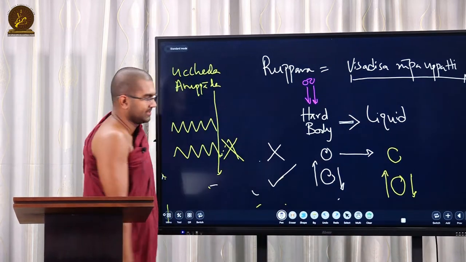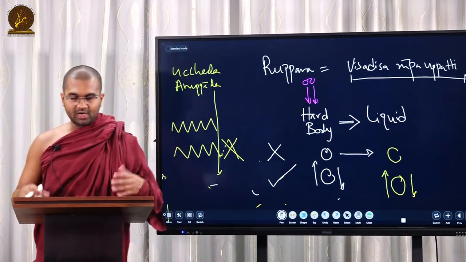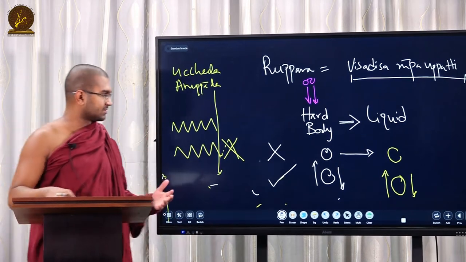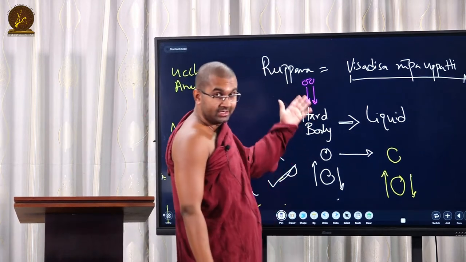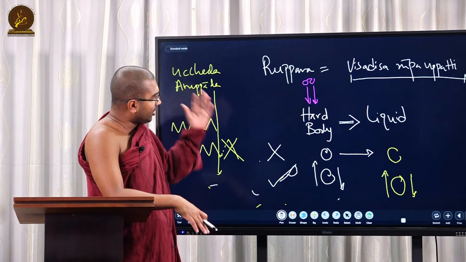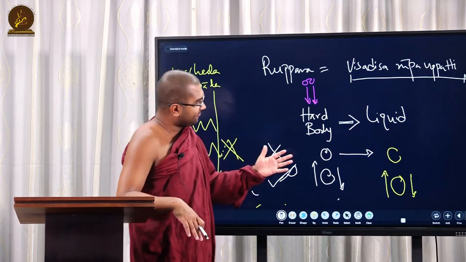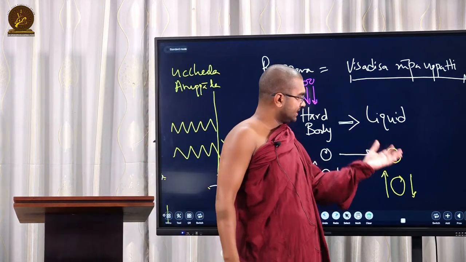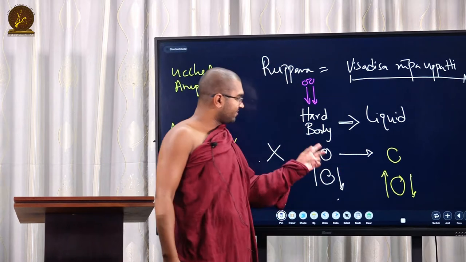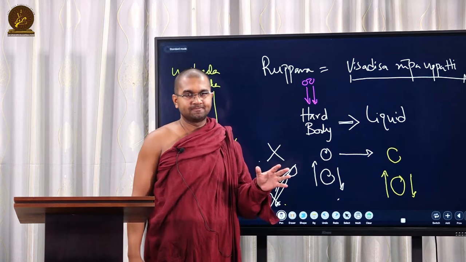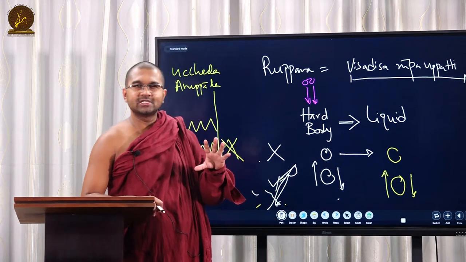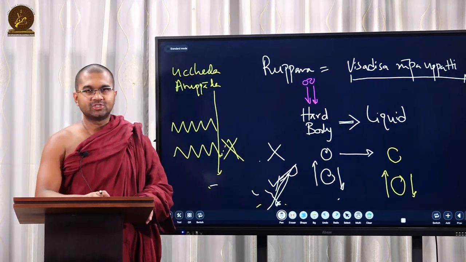Now, how does this change happen? It's another logical question. What is the cause? During this clash, during this contact, it is very obvious: if the generation is changing, there has to be some sort of change in this rupa which had the contact, which was struck. It's a very logical way of thinking.